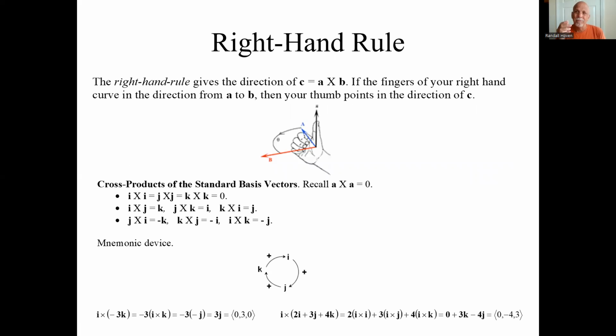The right-hand rule. You have to use your right hand, not your left hand.